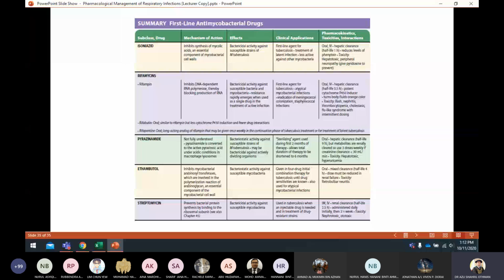If you don't mention the arabinosyl transferases, you won't get full marks. But again, it's just an essential component of the mycobacterial cell wall, the arabinoglycan. Okay, so those are the four main drugs. Streptomycin, not exactly a drug of choice anymore. But if you answer streptomycin also, it's not a problem.